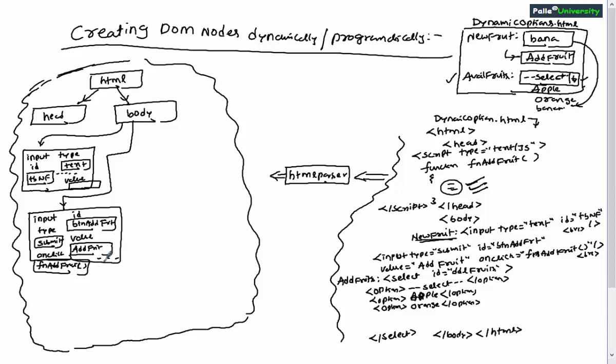Not only that, even this select tag will be converted into a DOM tree, into a DOM node, something like this: select id ddl fruit. Now observe this code carefully and tell me, inside this select, are any other children present? Yes, obviously. How many children are present? Options. Three option children are present.